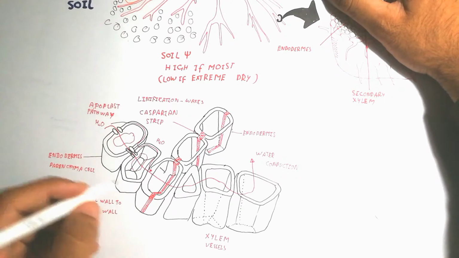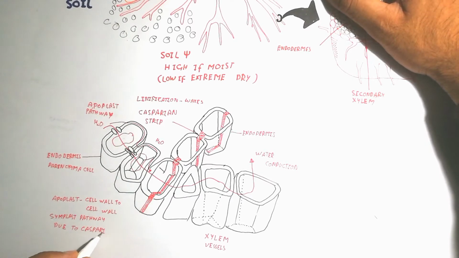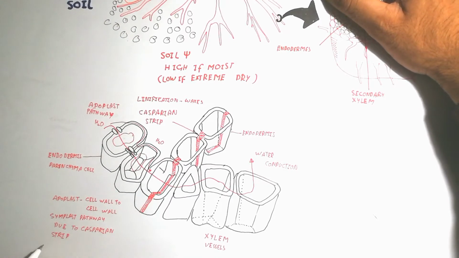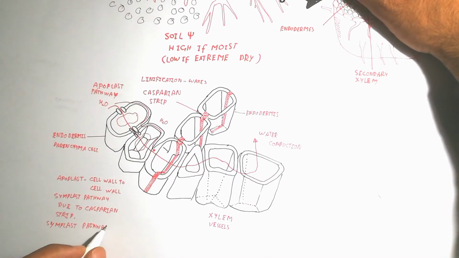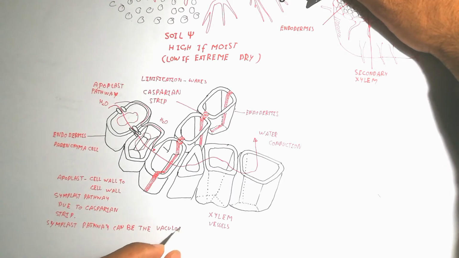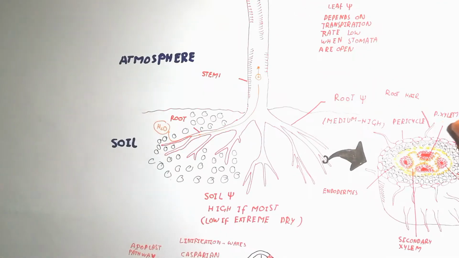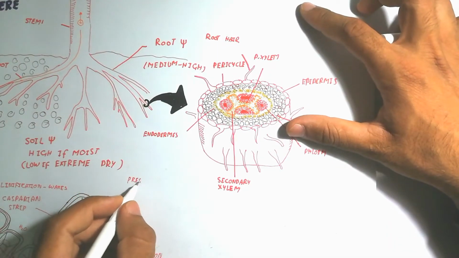The symplast pathway means the water moves from cell to cell through the plasmodesmata. It can move through a channel of the cell that is known as plasmodesmata. The plasmodesmata are very important to move the water from one cell to another cell, due to the Casparian strip. Then it goes into the xylem, and the xylem conducts the water. So that's the whole concept about these things.